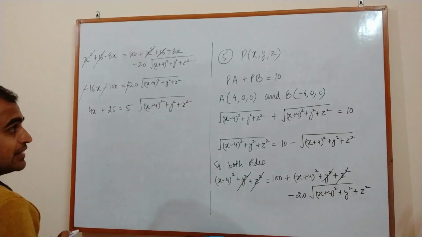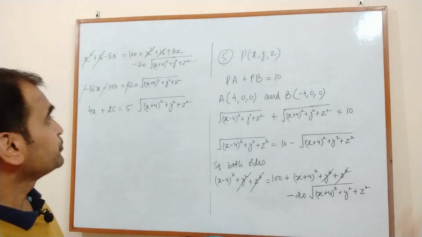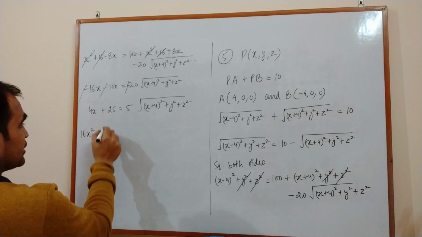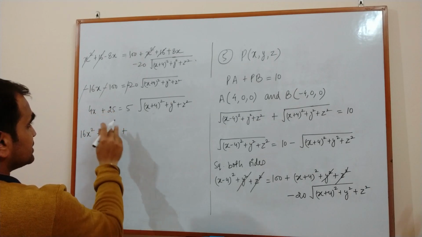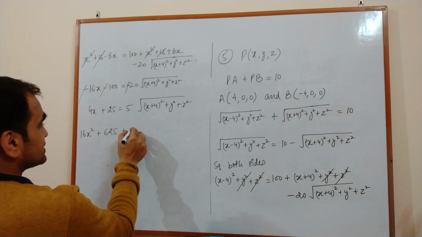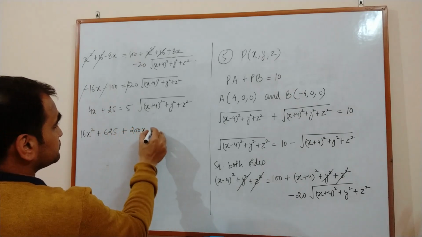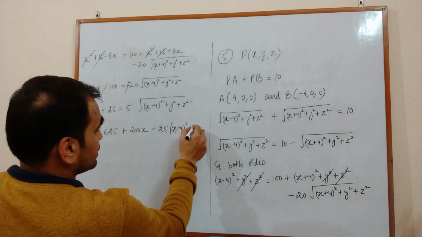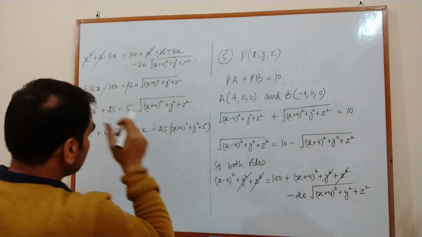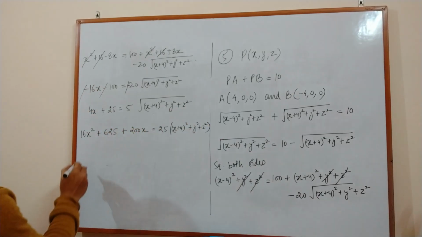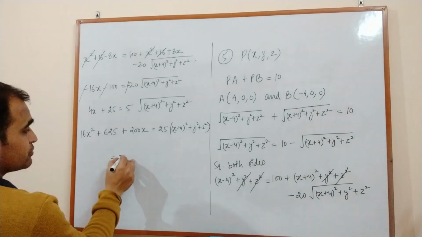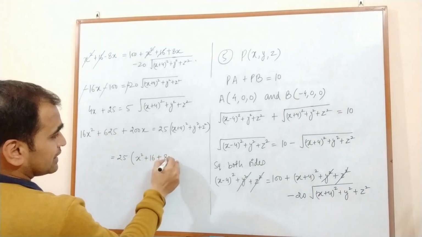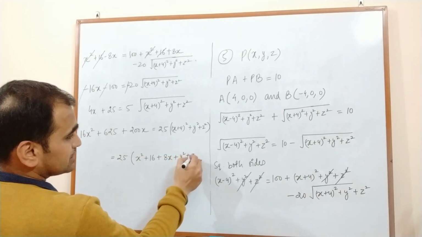Okay. Now we can square both sides again. So this will help you to remove the under root. So squaring of this is 16x square, squaring of 25 is 625 plus, and this is 200x is equals to 25 times x plus 4 whole square plus y square plus z square. Okay, now solve this. This is 25 x square plus 16 plus 8x plus y square plus z square.